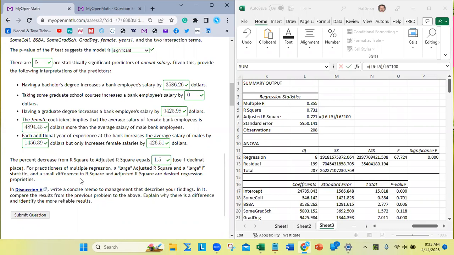Okay, so for practitioners, sorry, I talk too fast sometimes. For practitioners of multiple regression, a large R square, a large adjusted R square, and a large F statistic, and small differences in R square and adjusted R square are desired for regression properties. So if you're doing this at a job, you want what you're looking for.